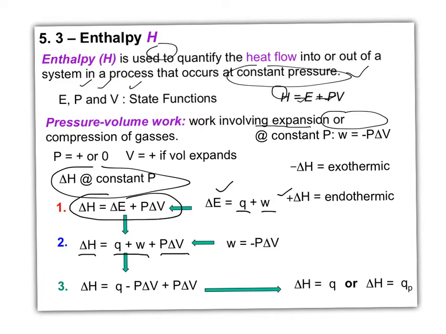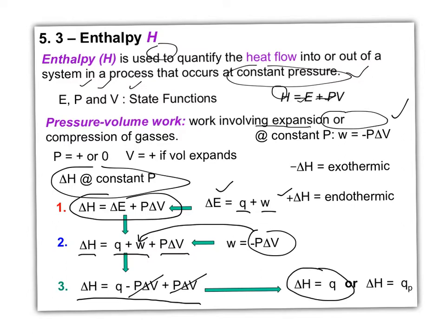We can then use the equation we learned about up here: W is equal to negative P times delta V, and we can plug that in for our work value. When we do that, we end up with this equation here. You notice that our P times delta V and our negative P times delta V, when we sum them, cancel out. So overall, our delta H is going to be equal to Q. What that's telling you is that your enthalpy is related to your heat value.